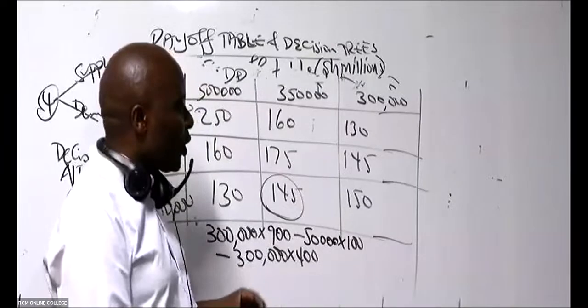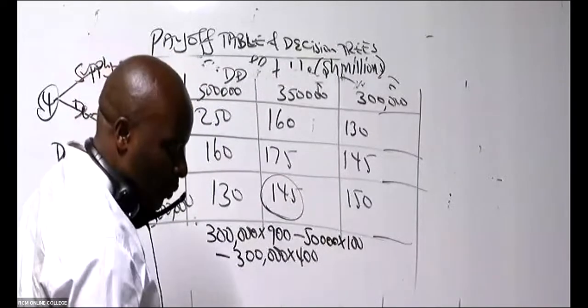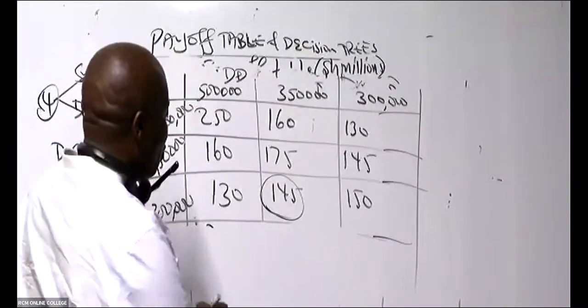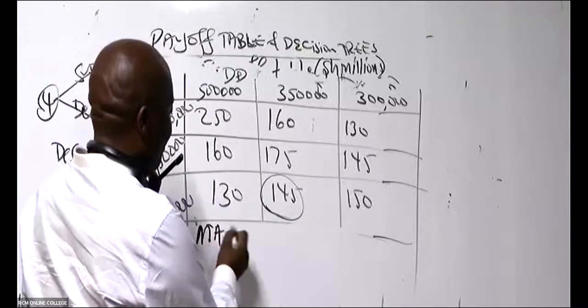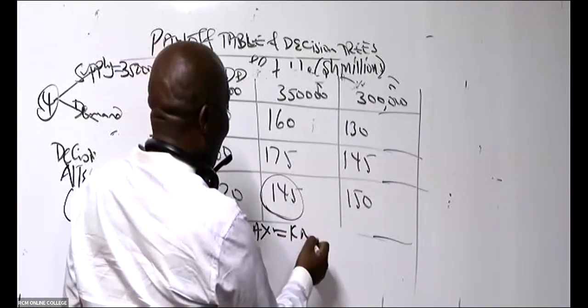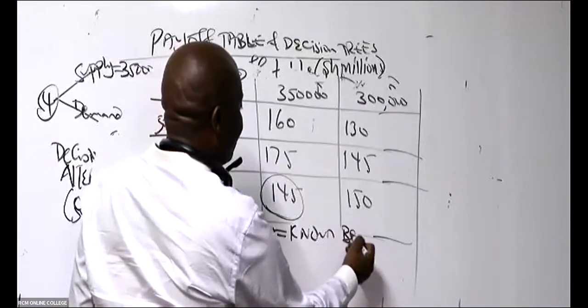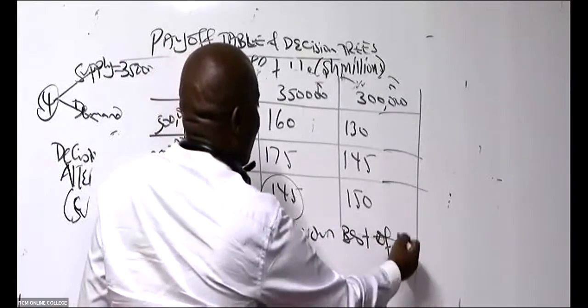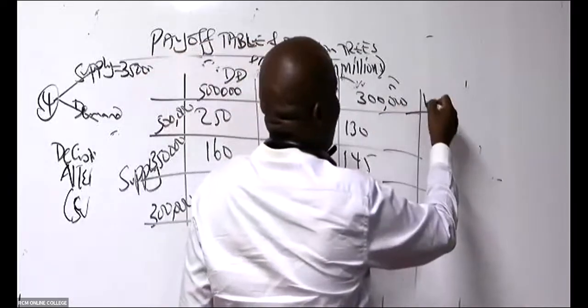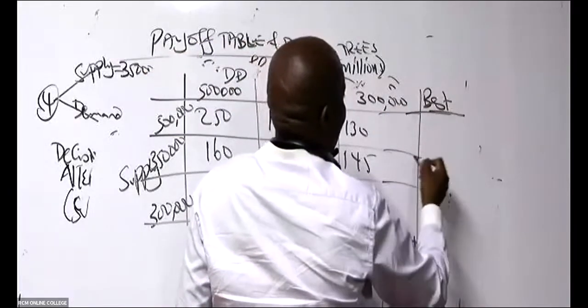So then they want us in this case here to use maxi. Remember that maxi is also known as best of the best. So you create a column here for the best.